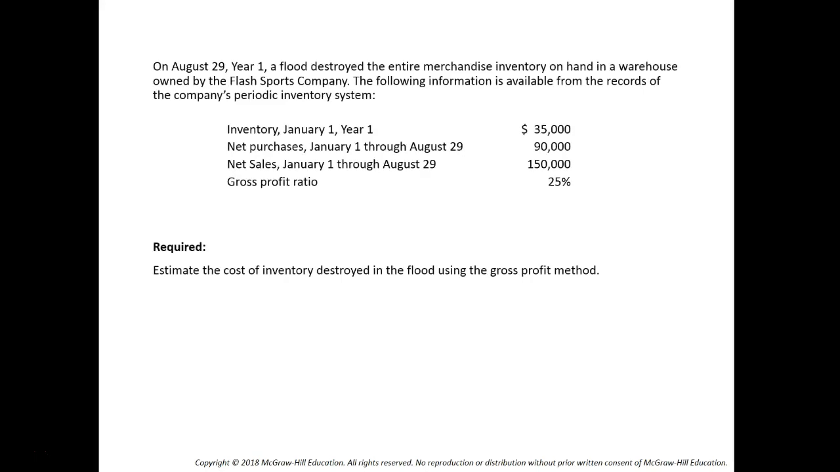So let's look at exercise 9.8. On August 29th of year 1, a flood destroyed the entire merchandise inventory on hand in a warehouse owned by the Flash Sports Company. The following information is available from the records for the company's periodic inventory system. Our job is to estimate the cost of inventory destroyed in the flood using the gross profit method.